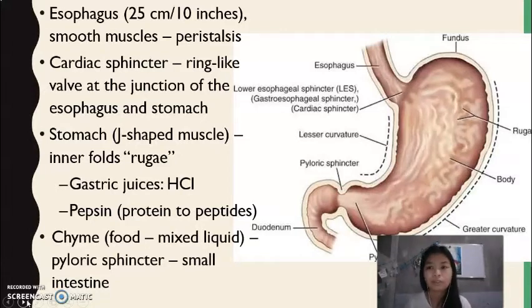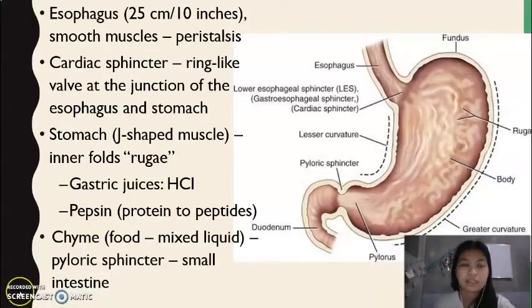In order for the bolus or the food that we eat to go down, ayan, it creates a contraction of muscle known as peristalsis. This contraction makes it possible to squeeze and to propel food and liquid slowly down the esophagus and into the stomach.